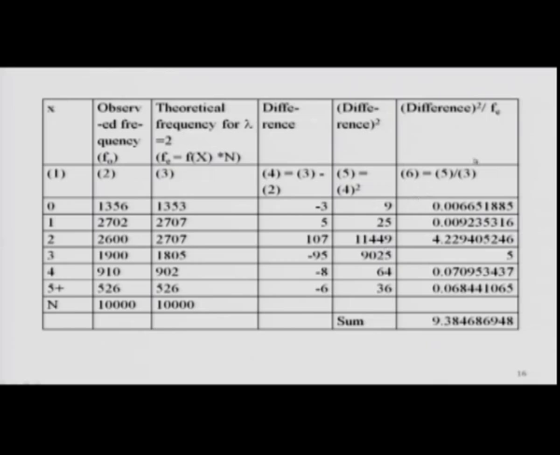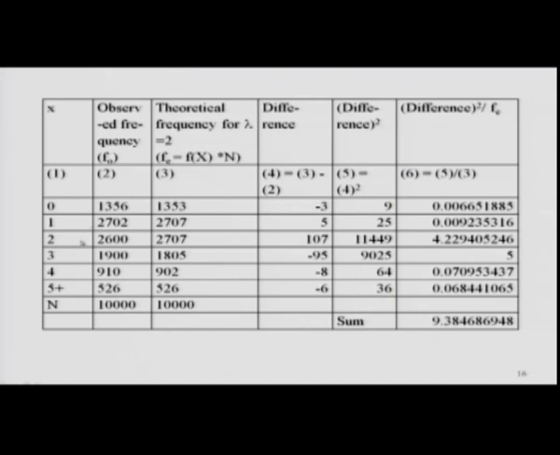Then divide these difference squares by the expected frequency, the theoretical frequencies for lambda equal to 2, 1353. 9 divided by 1353, you get 0.00665. 5 square is 25, 25 divided by 2707 is 0.009. You add all these values, this is chi square. So, chi square calculated from the data is 9.38. Now, you look for how many values are there.